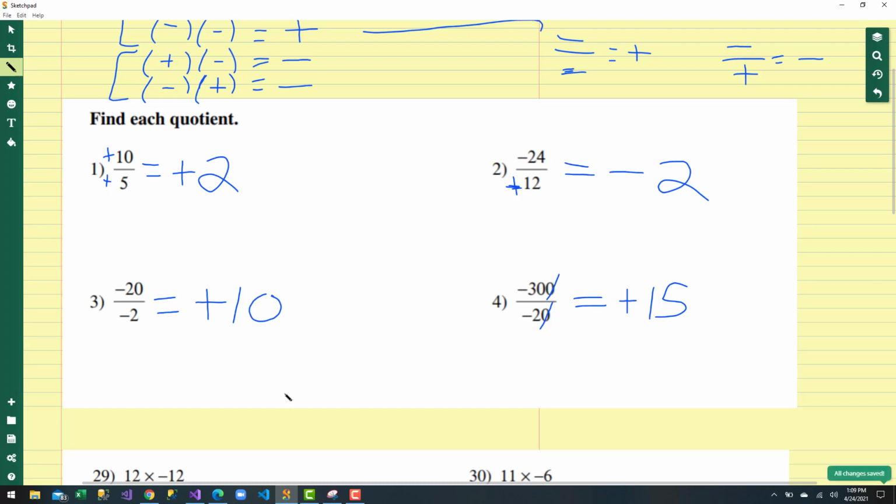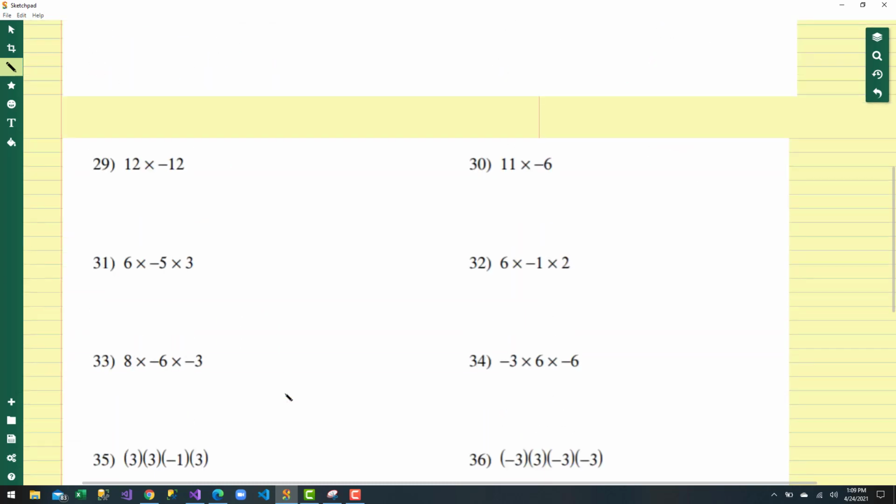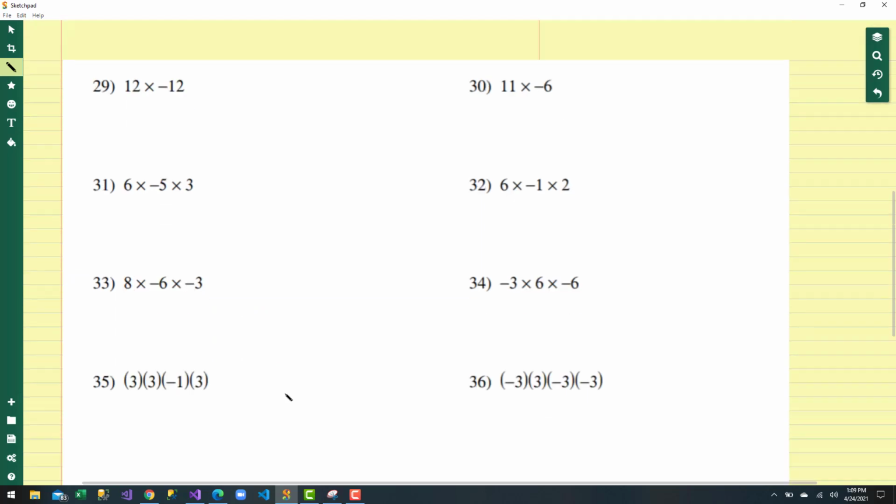So that's division. Let's move over to multiplication. I put some easy and intermediate ones here. Let's start with number 29. We have positive 12. I'm going to label that missing sign, times a negative 12. Remember, ignore the numbers. Opposite signs, when you multiply, the answer is negative. Now 12 times 12, easy, 144.